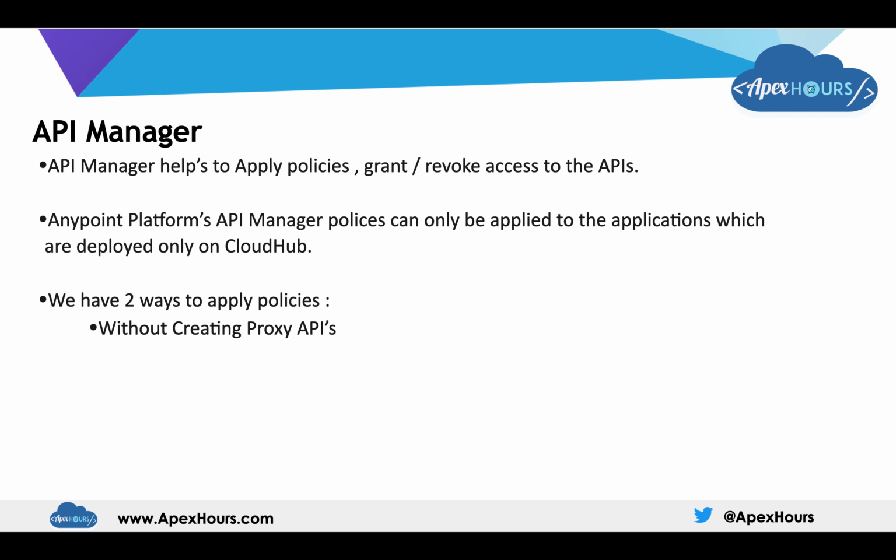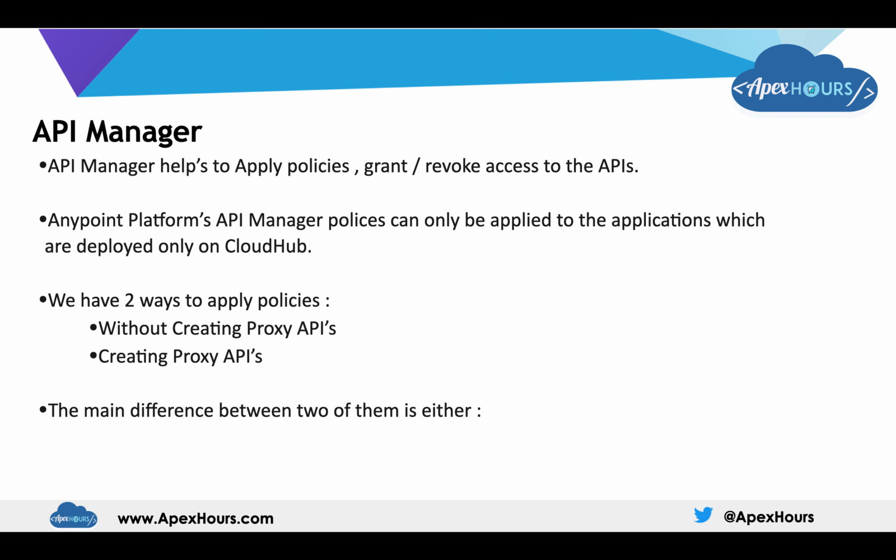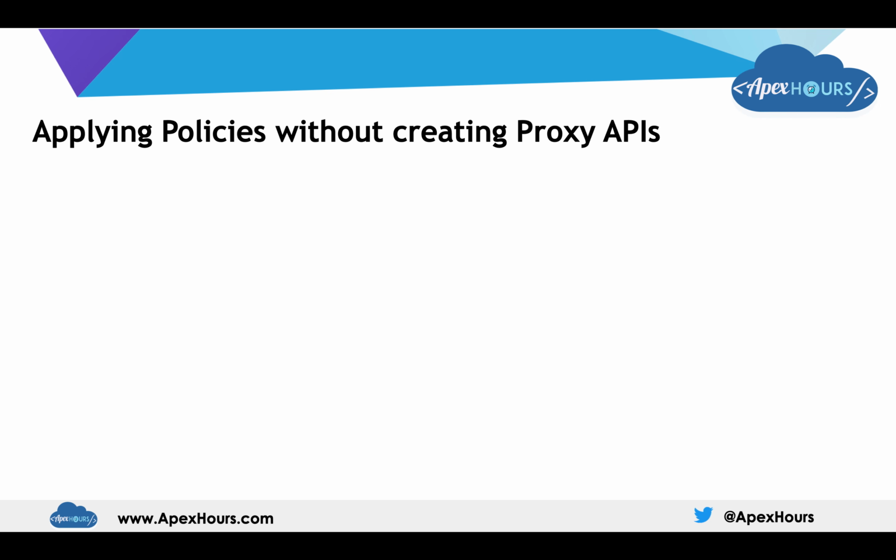All right. We have two ways to apply the policies. One is without creating proxy APIs and the other one is with creating proxy APIs. But for hands-on purpose, I will show you only without creating proxy APIs, because I don't want to put too many things on your mind. If you start by learning the basics, it will be easier for you to understand. I'll just explain theoretically what creating proxy APIs and not creating proxy APIs is. The main difference in both of them is using API auto discovery in your actual application.